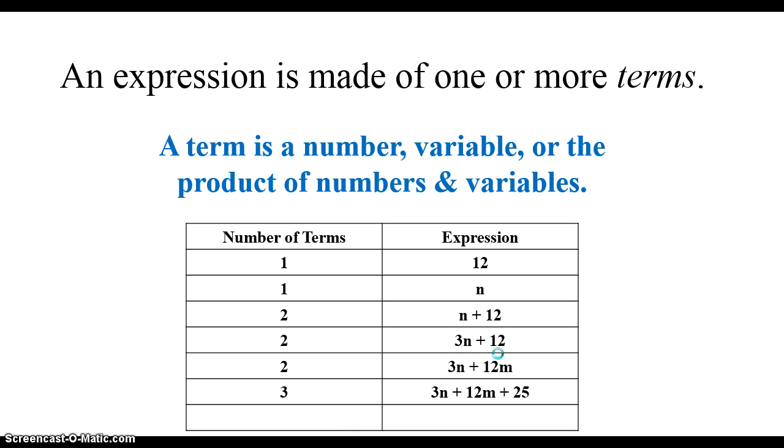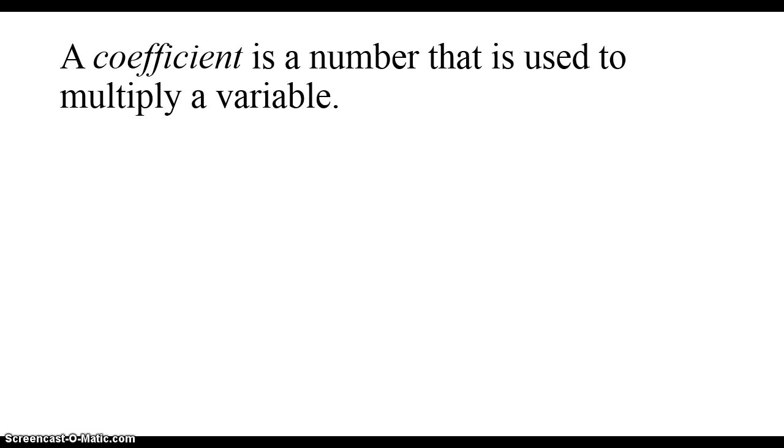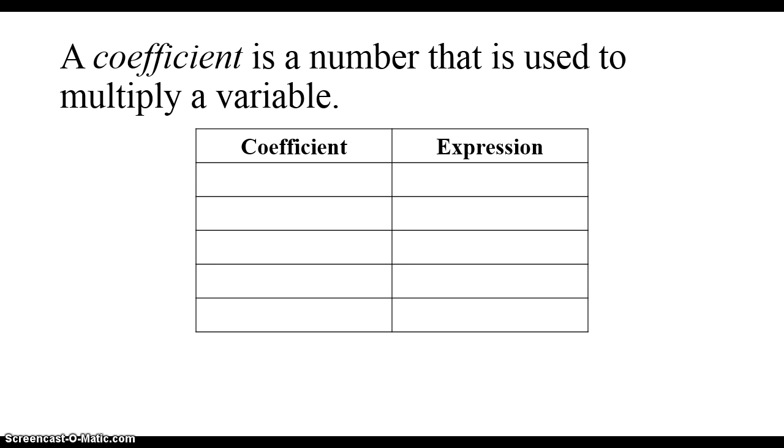3n plus 12m plus 25 has 3 terms because there are 3 things, numbers, variables, or product of numbers and variables between addition or subtraction symbols. 12 plus nm plus 25 has 3 terms because there are 3 things that come between the addition or subtraction symbols. A coefficient is a number that is used to multiply a variable.